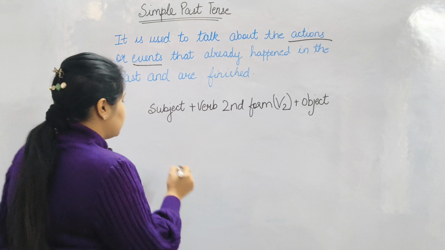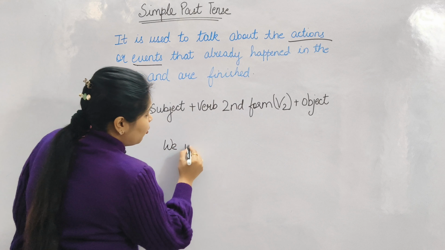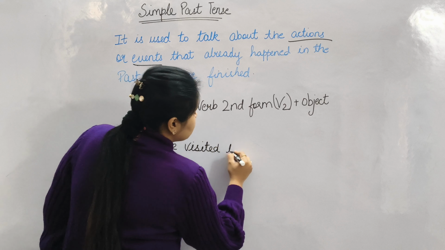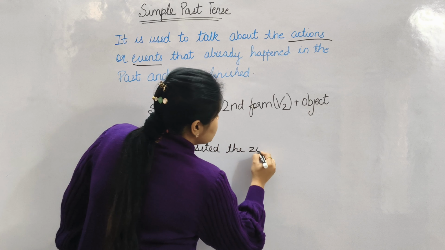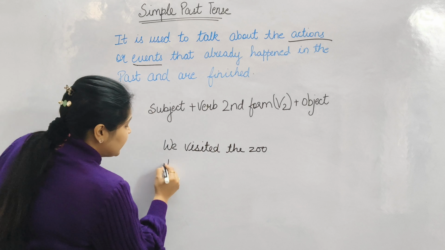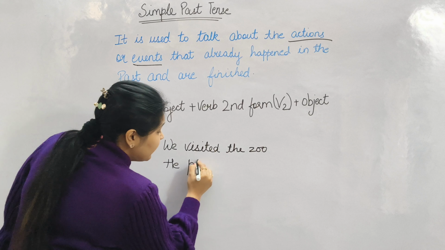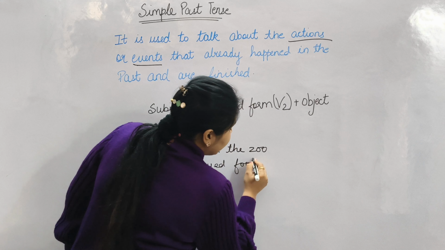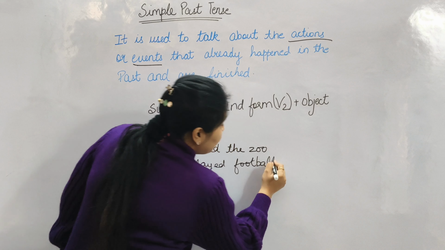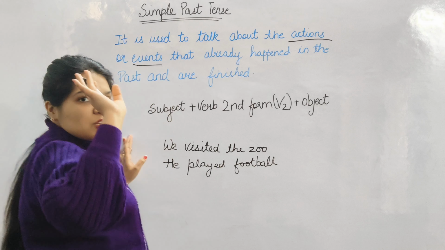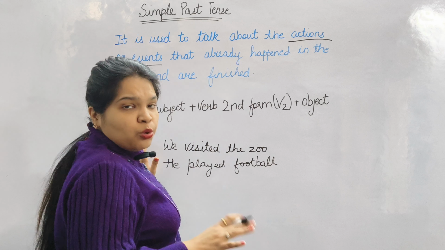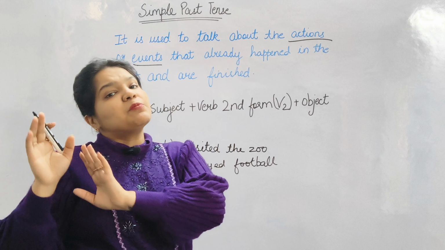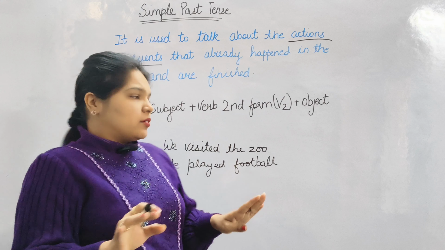We visited the zoo. He played football or cricket. Anything that has been completed now. We visited the zoo. Means now we are not in the zoo, nor are we going to the zoo. We have visited the zoo. It's past tense. It's over.